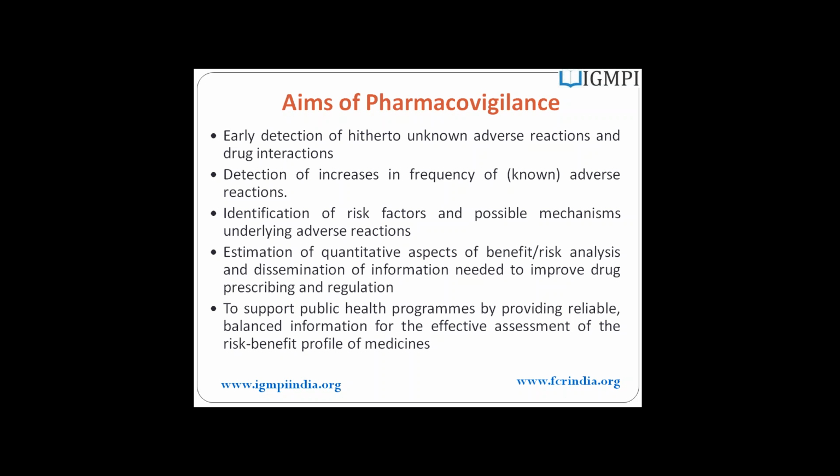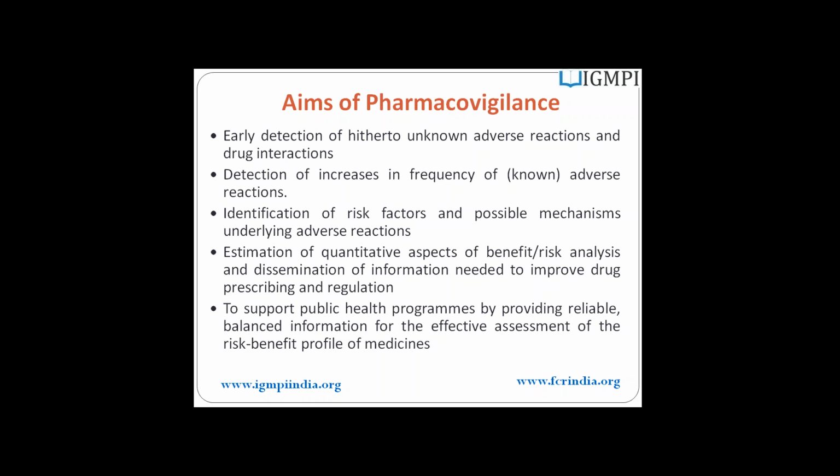The aim of pharmacovigilance is also to support public health programs by providing reliable, balanced information for the effective assessment of the risk-benefit profile of medicines. So as you can see, pharmacovigilance also supports public health programs. Now, all over the globe, pharmacovigilance has become an alarming and vital domain. Not only in the pharmaceutical industry, it has become of utmost importance in public health programs all around the globe, because it ensures patient safety as well as better cure.